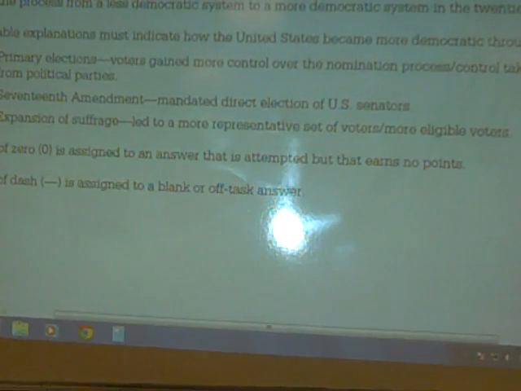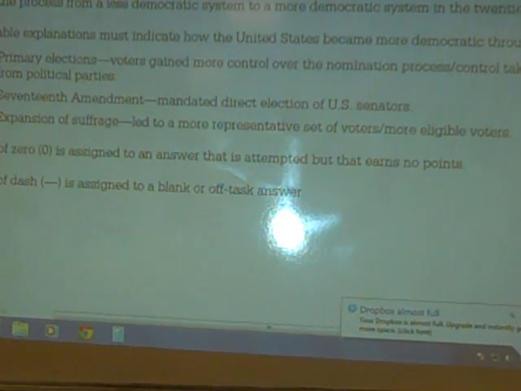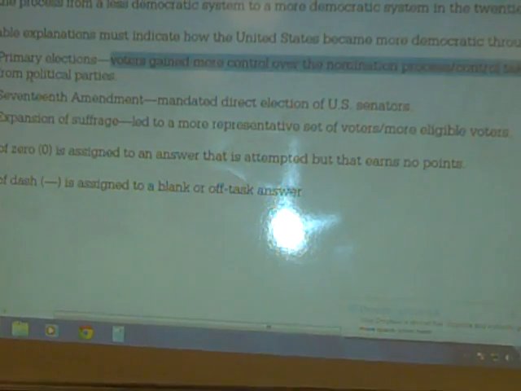Okay, 1 point. You get 1 point for each explanation. It has to state how the development cited moved the process from less democratic to more democratic. So you have to say something about it. You can't just say, hey, 17th Amendment. Well, how did it make things more democratic? Primary elections, voters gained control of the nomination process. It took it away from political parties.